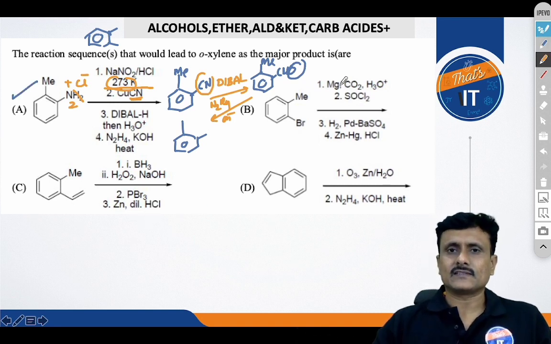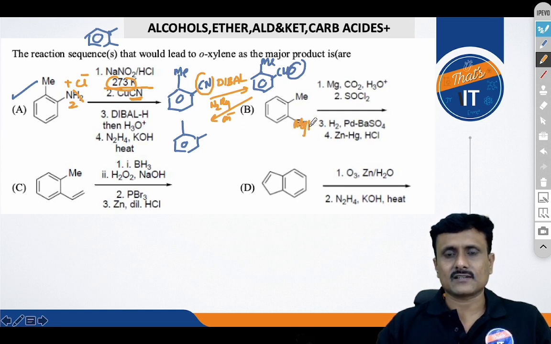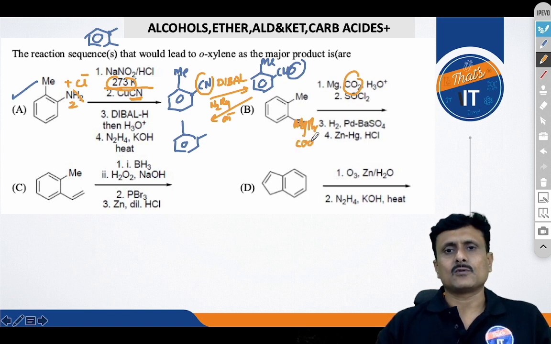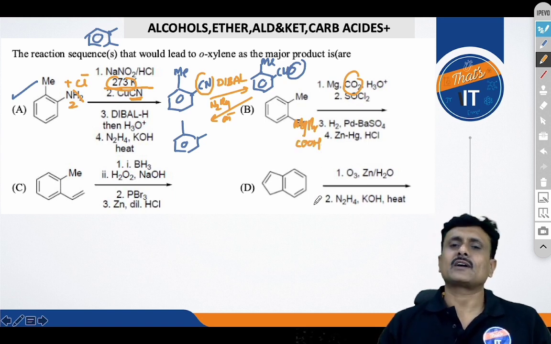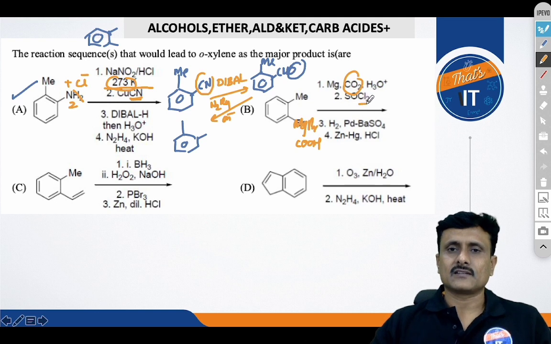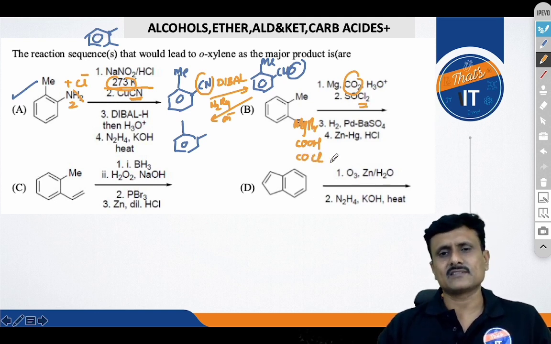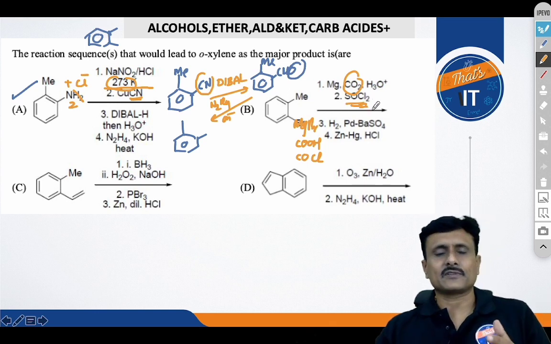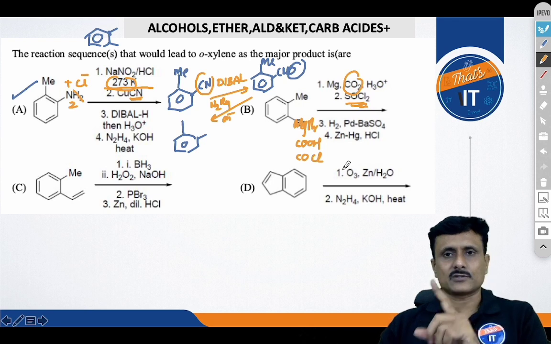Now let's see this reaction. You know, first you will be getting MgBr, isn't it? Grignard reagent, and carbon dioxide gives rise to what? COOH. I wrote the product upfront. Then COOH will be converted into COCl. Only this change is happening because you are treating it with SOCl2. You know the purpose of SOCl2 is to convert OH into Cl.